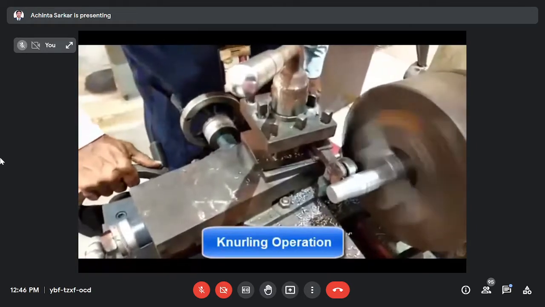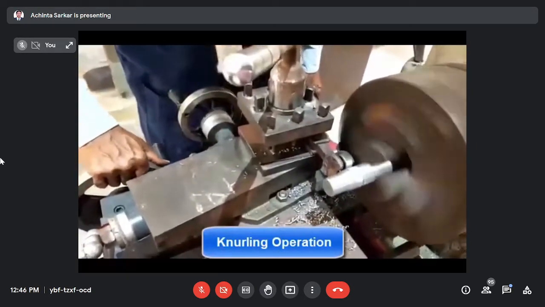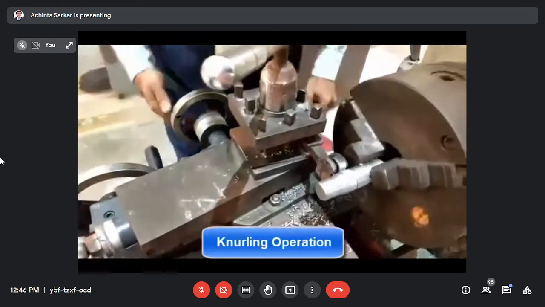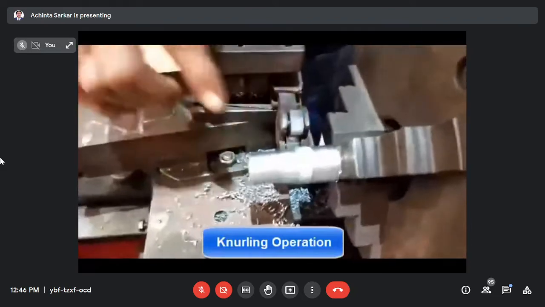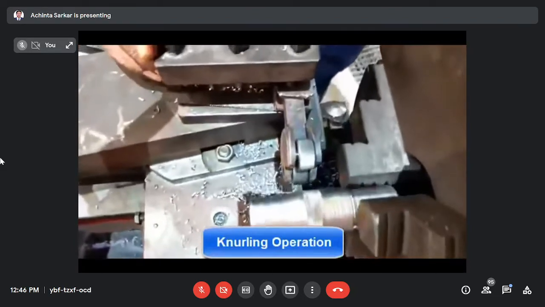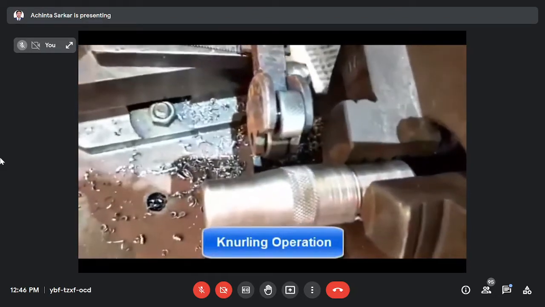By the help of the cross slide, just slide it. Now the knurling operation is over. You can observe clearly here that a grip, a cross knurl, is created, and here is the knurling operation.